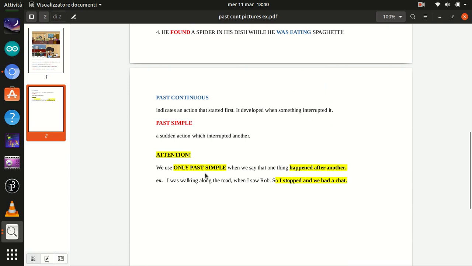Okay, be careful when you've got one action happening after the other. Sometimes also in a quick way, we just use a past simple. For example, I was walking along the road when I saw Rob, so I stopped and we had a chat. Quindi quando un'azione succede subito dopo l'altra, usiamo solo il past simple. Stavo camminando lungo la strada quando ho visto Rob, quindi io mi sono fermata e ho chiacchierato. Mi sono fermata e ho chiacchierato, due azioni una dopo l'altra. Past simple, no past continuous.